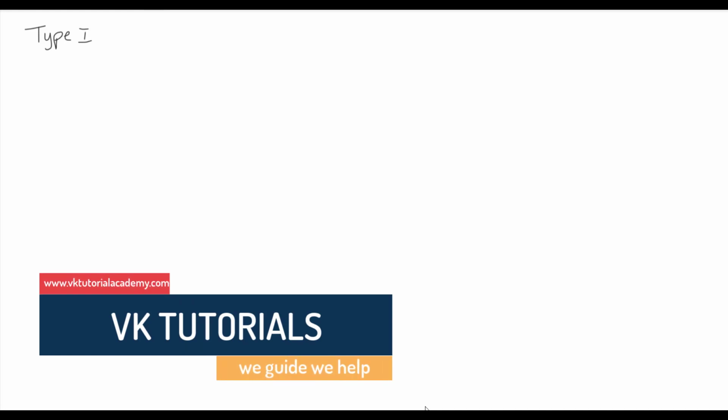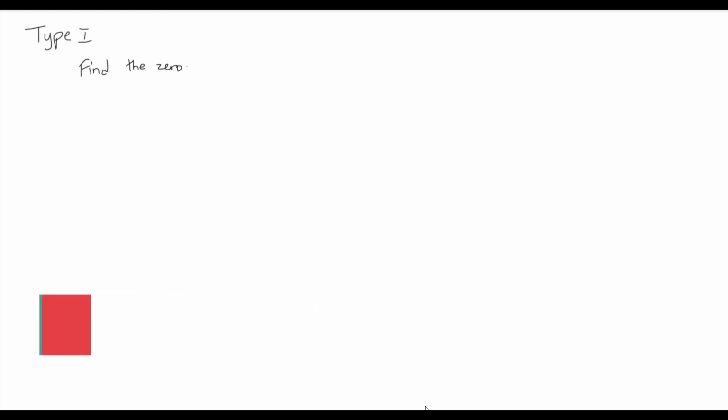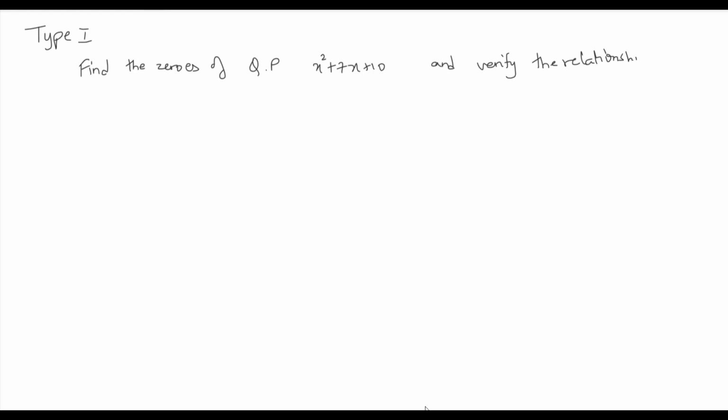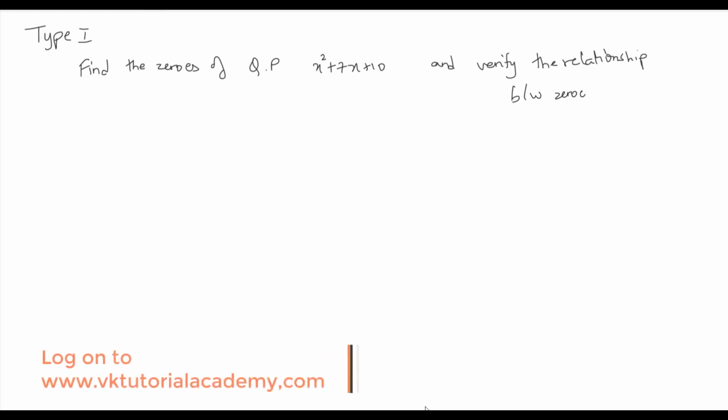In type 1 problem, they have asked us to find the zeros of a quadratic polynomial. Let us take an example of a quadratic polynomial, x square plus 7x plus 10. This is a quadratic polynomial which was given to us and we have to find the zeros, and next, verify the relationship between zeros and coefficients.